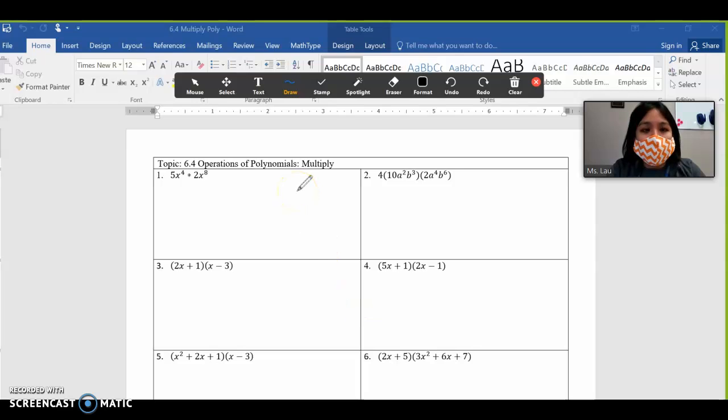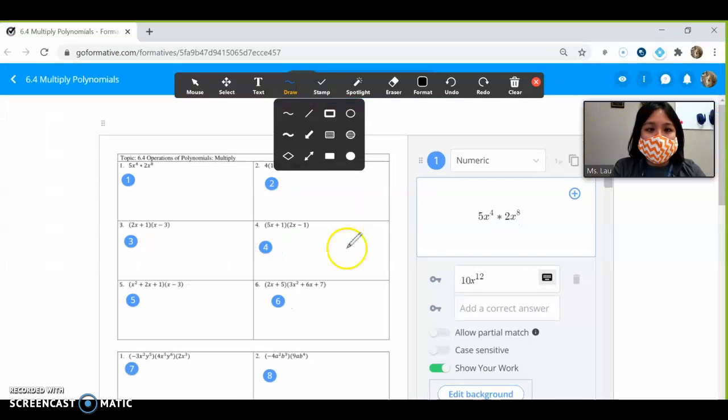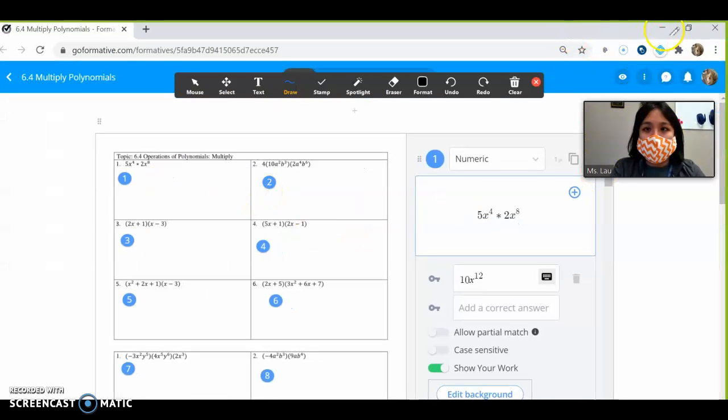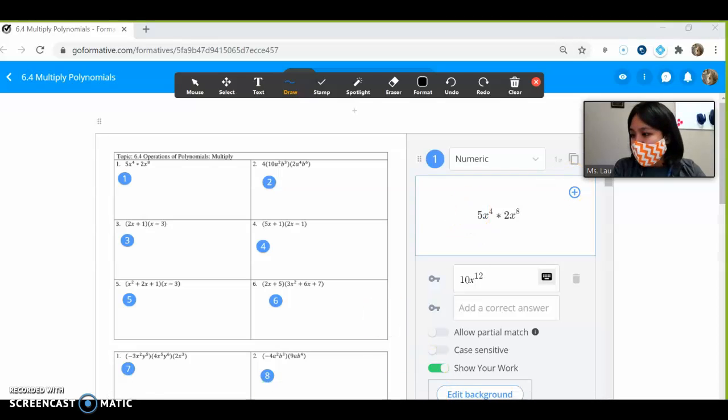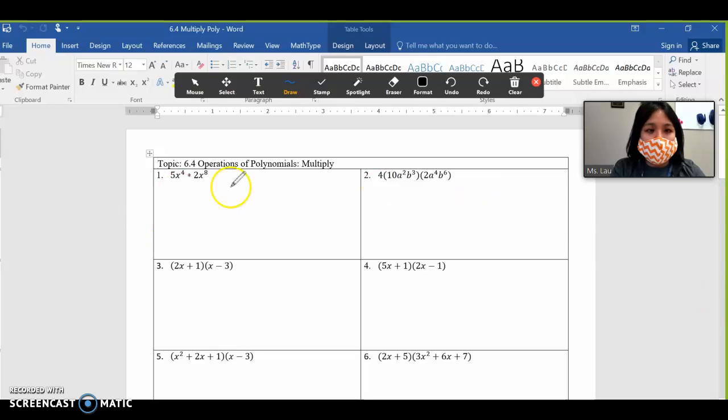Today's topic is 6.4, operations of polynomials, and now we're going to multiply. So there's kind of two different kinds of polynomials that we can see. The first two problems we saw in the last unit, and you can just solve these problems right in the Go Formative because they're the exact same. So there's no need to do them on a separate sheet of paper, but obviously you can if you'd like.